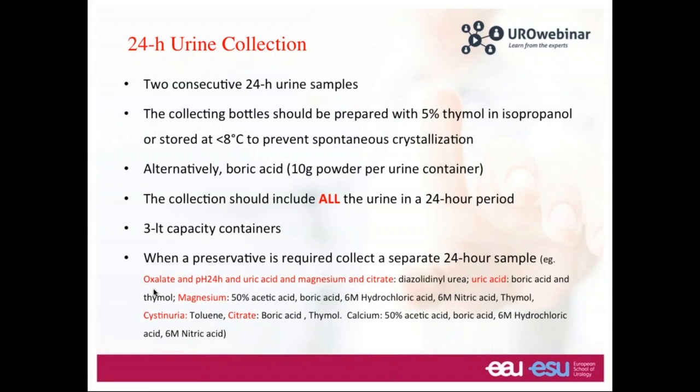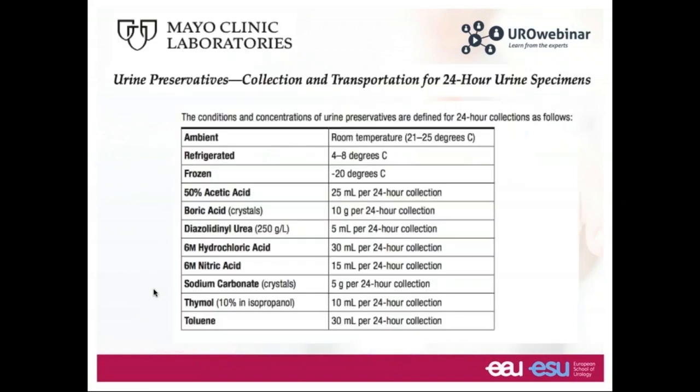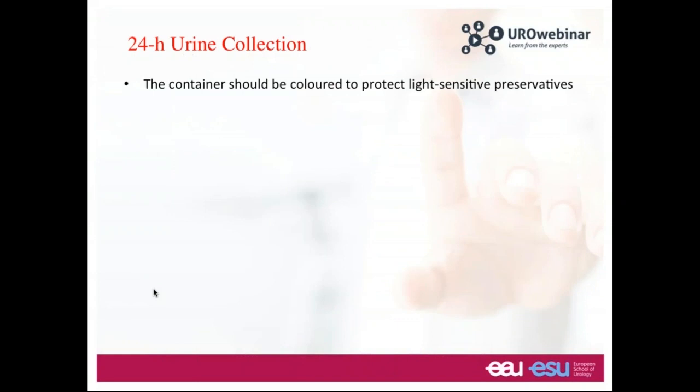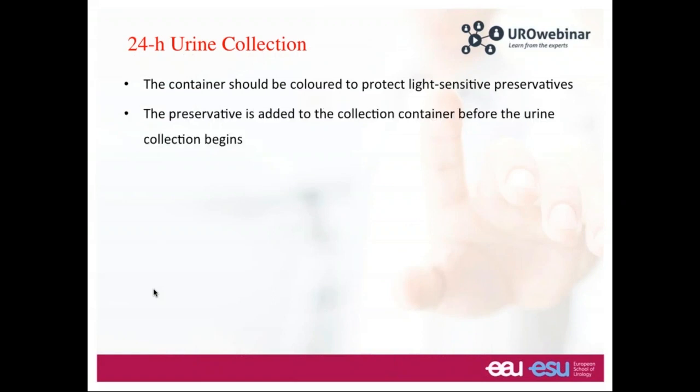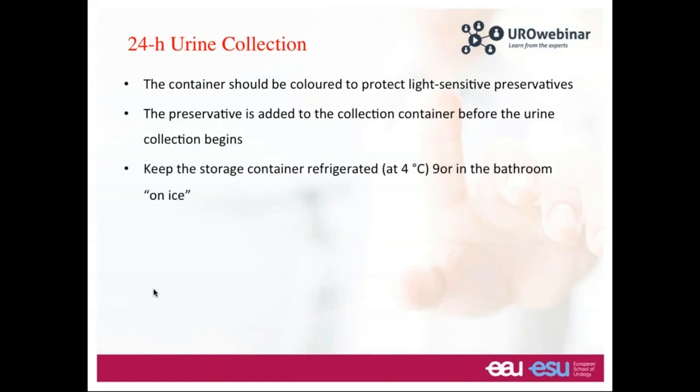And of course, this is just for the webinar; the urinary preservatives and how you add them is not for the webinar to discuss. So the container should be colored if you have preservatives. Otherwise, the light may destroy them. The preservative is added to the collection container before the urine collection begins. We have to keep it in storage refrigerated or in the bathroom on ice, and this is very real. Otherwise, we will have spontaneous crystallization, and we won't know the real results.